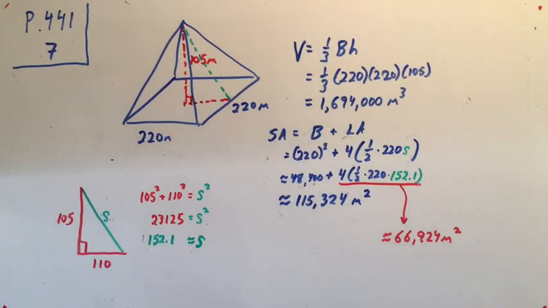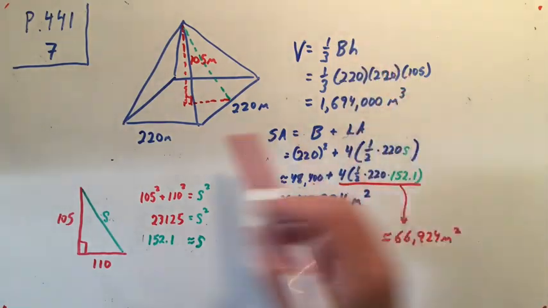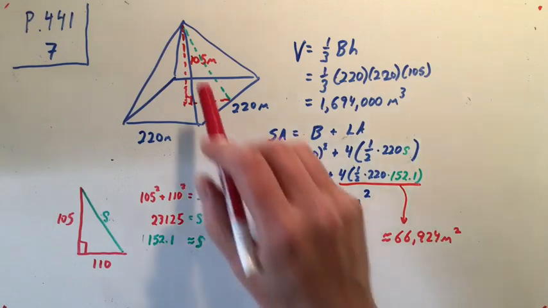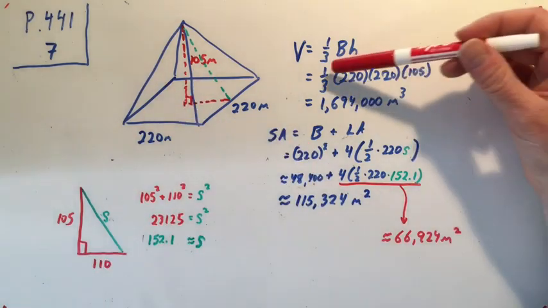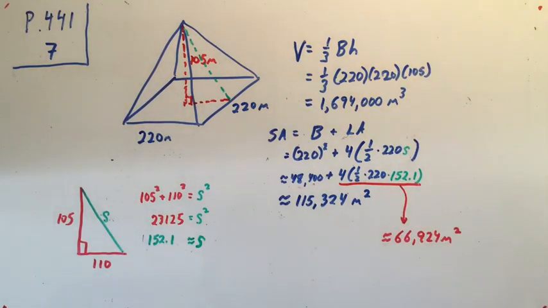Okay, in problem number 7, they're asking us to find the volume and surface area of some pyramids in Egypt. So if you take a look at this drawing here, volume is going to be really easy. It's always 1/3 base area times height, and since the base is a square, it's just going to be 220 times 220, and the height is given to us as 105 meters, so all we have to do is 1/3 times 220 squared times 105, and that gives us 1,694,000 cubic meters. That's a lot of volume.